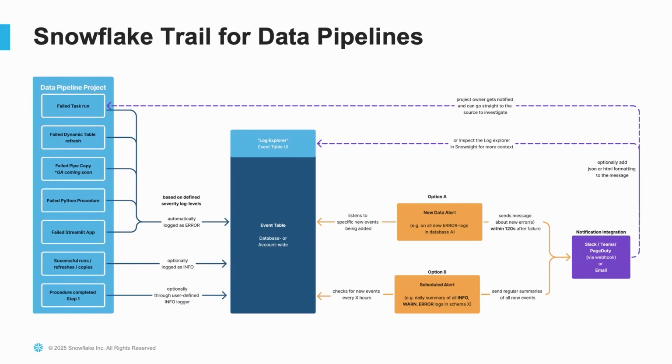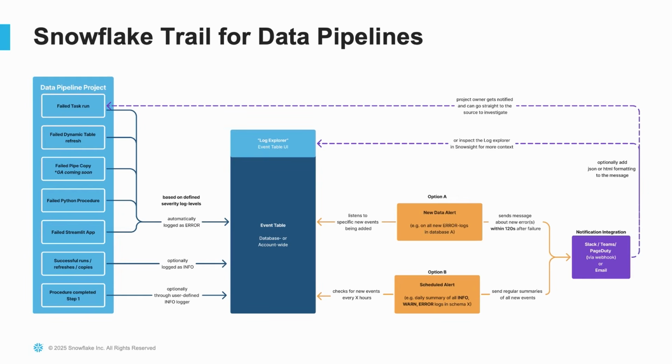You can see on the left, there's a big data pipeline project with lots of different building blocks. You can use all of them and as many as you want. So no matter if you have a failed task run or a failed dynamic table refresh, pipe copy, Python procedures, Streamlit apps, or even just successful runs and refreshes that you want to get notified about, or different steps in a long procedure, all of these are logged into a central event table. And then all you have to do is set up an alert on this event table.